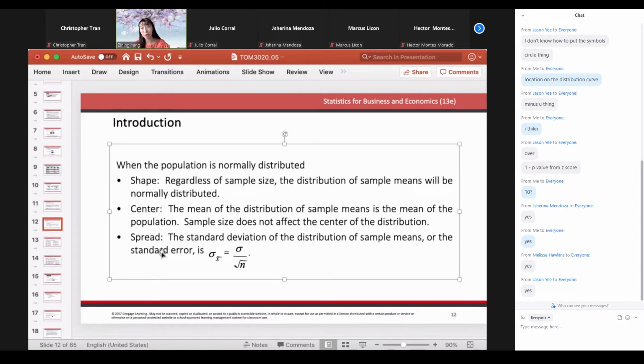So always remember, this is called the standard error. If you have it in the context of a sample, it's called standard error. If you only have it in the context of population, then it's just standard deviation. So there is this difference. But I want you to check if you all understand how sample size is affecting the standard deviation in sampling distribution.